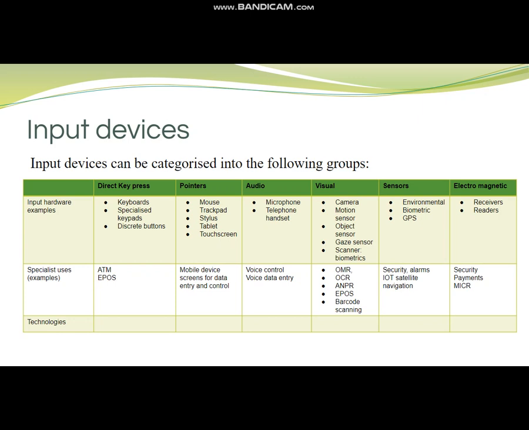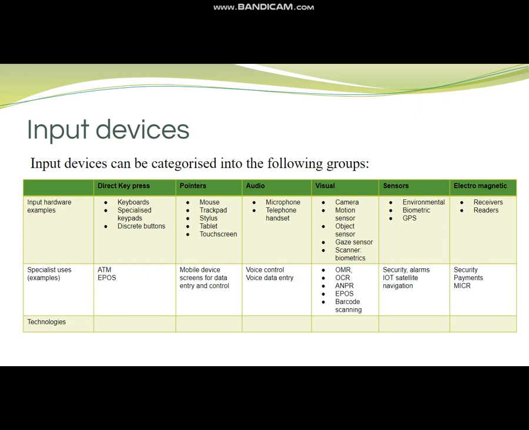A stylus used on a tablet or a graphics tablet, and a tablet in itself will have a touch screen. We have audio inputs. An audio input would be, let's say, a microphone or a telephone handset. Visual inputs: we have a camera to take a picture. We have a motion sensor, so if you walk to the front of Sainsbury's or Asda or anywhere else, you have a sensor that detects your motion, and then it might open the door. So that's a visual input.